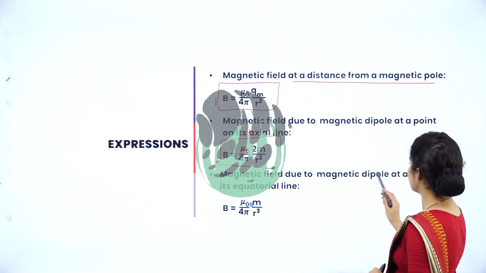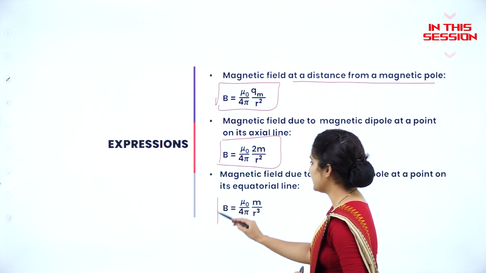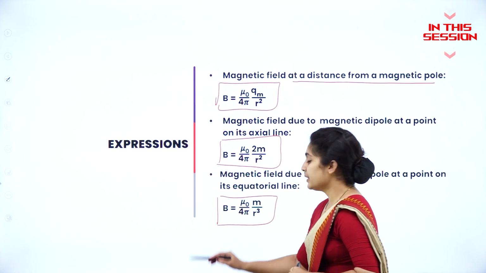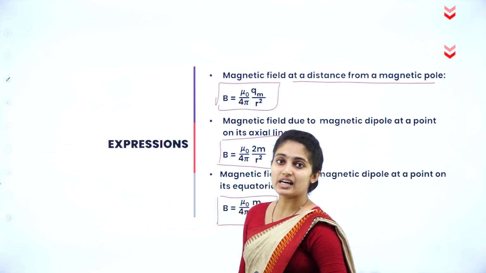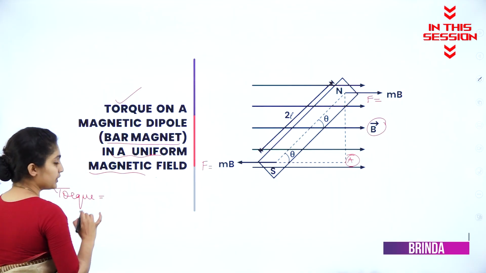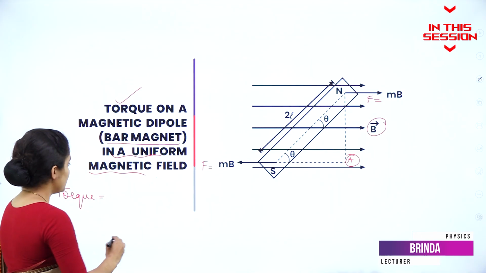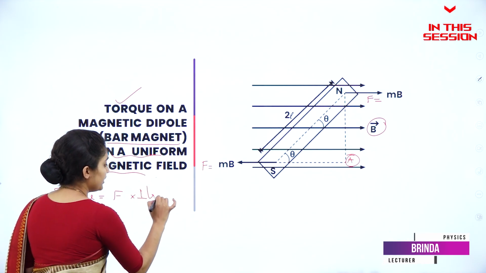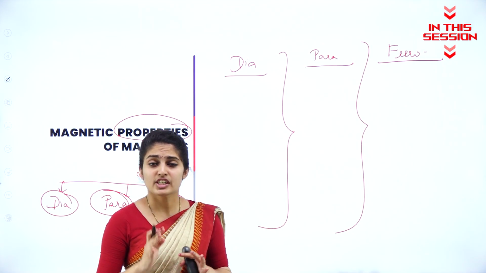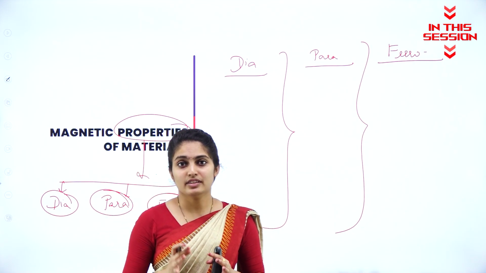Magnetic field due to a magnetic dipole at a point on an equatorial line, which turns out to be B is equal to nu naught by 4 pi m divided by r cube. Torque is equal to, it's a rotating force, no? So it is force into the perpendicular distance. Diamagnetic substance is a substance which is repelled by the magnet.